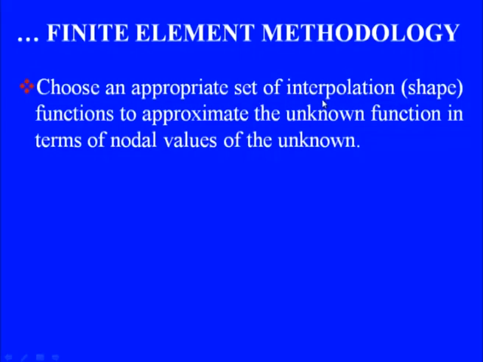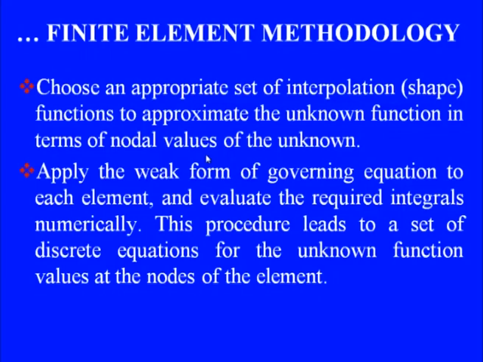And then next, we will break our global domain, or discretize our domain, by a mesh. That is to say, we would divide our problem domain into a set of non-overlapping finite elements. And then, once we have got our mesh discretization, depending on the element type which we have chosen, whether they are triangular elements or quadrilateral elements, and how many computational nodes we want to keep on each of those elements, we have to choose an appropriate set of interpolation or shape functions to approximate the unknown function in terms of the nodal values of the unknown for a given element. And that can be used in the weak form.